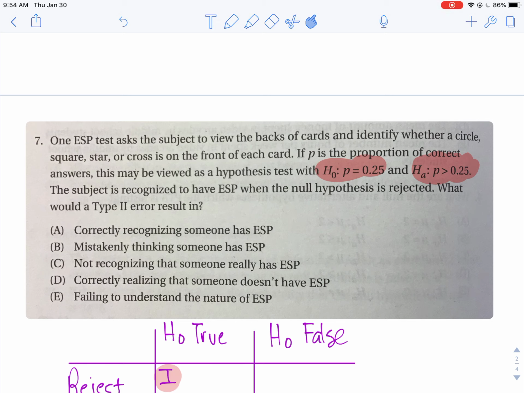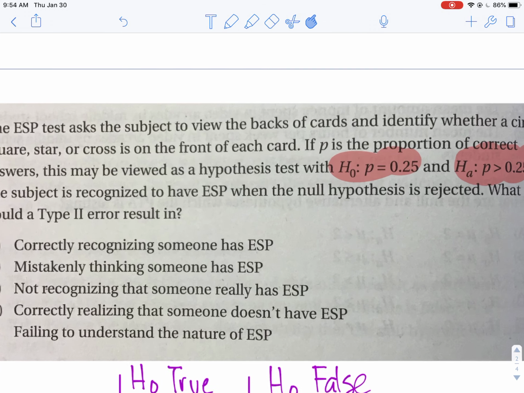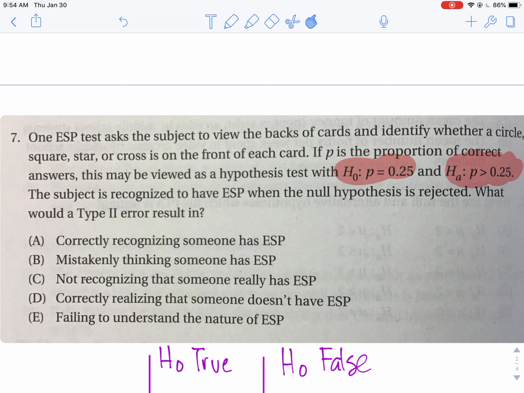So, you'd expect that. However, you wouldn't expect them to be getting more than 25% of them correct. If they were, then that might mean, hey, they might have ESP. And they even say that here in the context of the question. The subject is recognized to have ESP when the null hypothesis is rejected. What would a type 2 error result in?